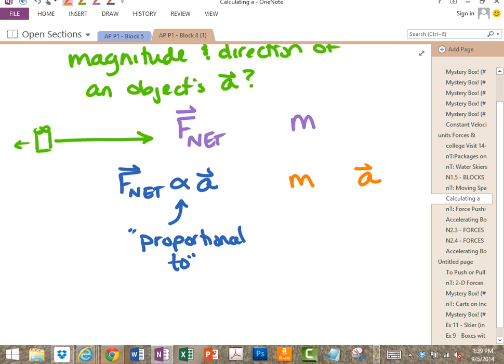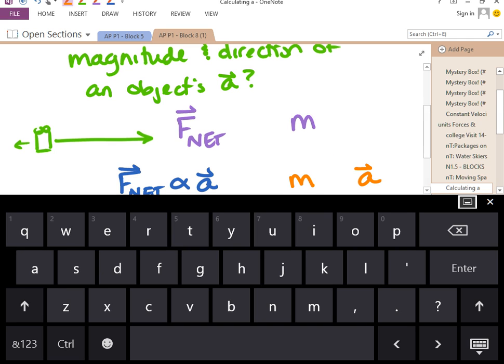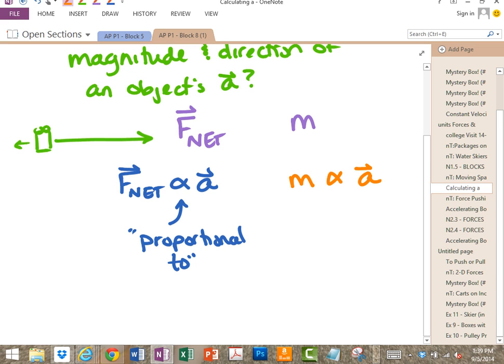So can I say that M is proportional to A? Inversely. Yeah, that's what I wanted. Inversely, how do I represent inversely?